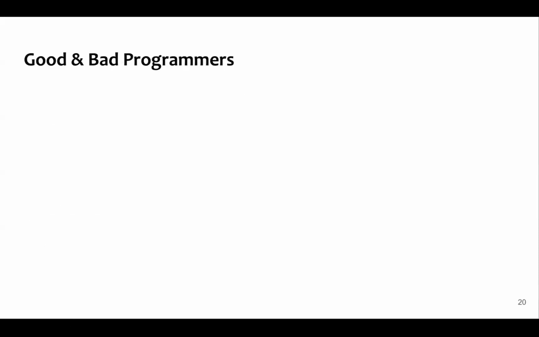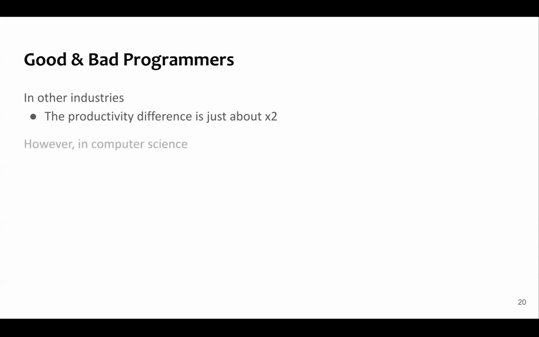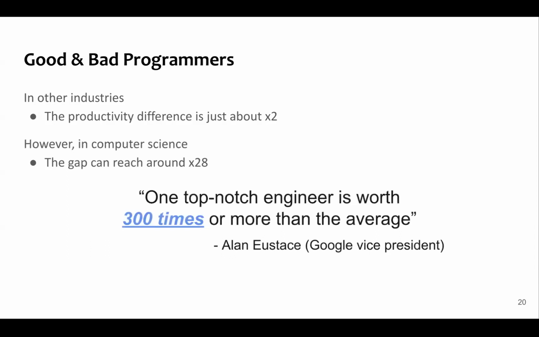And what are the differences between good and bad programmers? In other industries, the productivity difference between good and bad engineers is just about 2 times. However, in computer science, the gap can reach around 28 times. Why is it so? Google's vice president mentioned that one top-notch engineer is worth 300 times or more than the average.